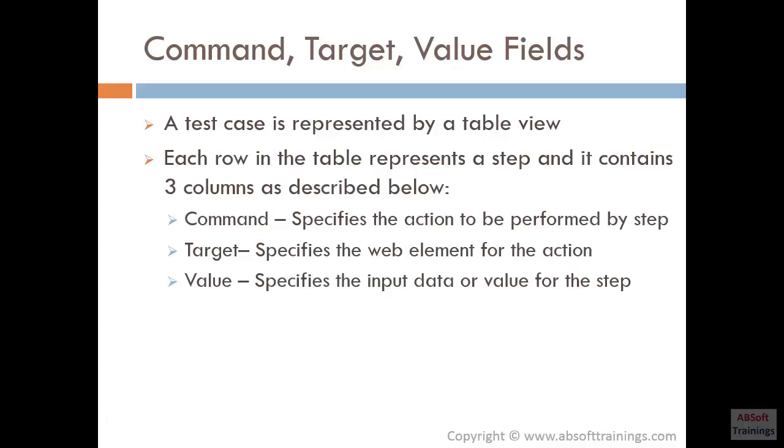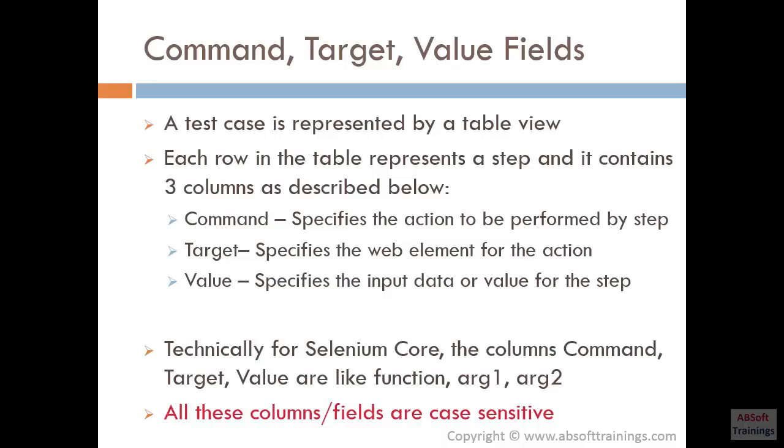We have already seen that a test case is represented by a table view in Selenium IDE, and we have three columns in the table: command, target, and value. These three are very important, and each row in the table represents a test case step. Command is used to specify the action to be performed by the step. Then we have target, which specifies the web element for the action. Then we have value, which specifies the input data or value for that step. Technically, in terms of Selenium core, the columns command, target, value are like function, then argument 1 and argument 2. We'll see how they work.